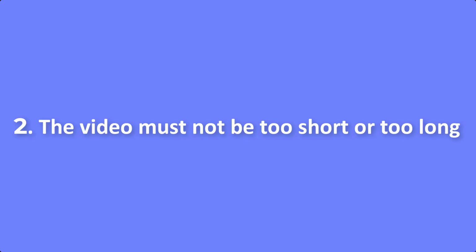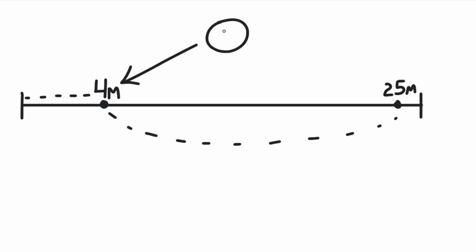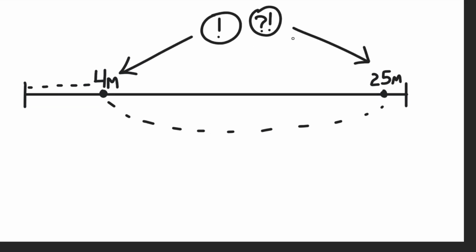The video must not be too short or too long. 10 to 15 minutes will be enough. If we consider the current average view duration on YouTube as 4 minutes, making a 1 minute or 25-minute video will not make any sense.